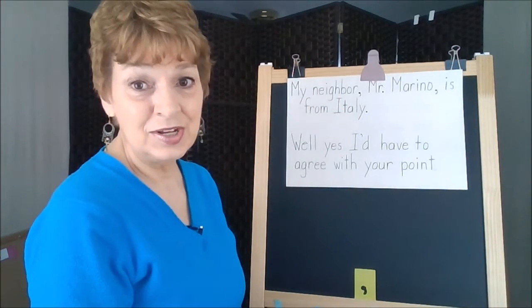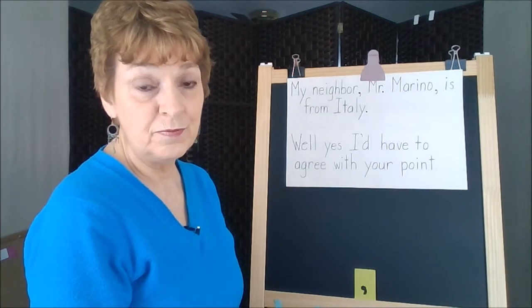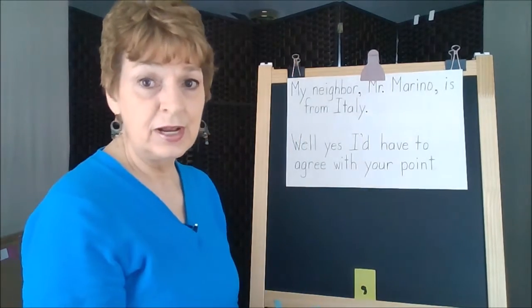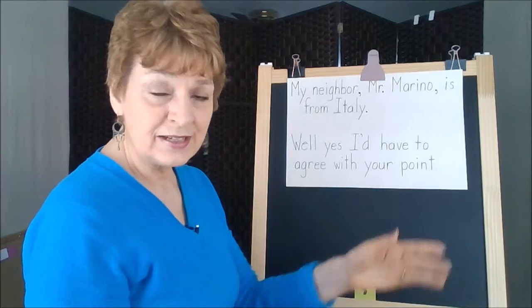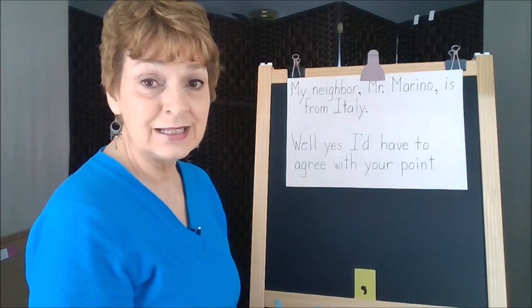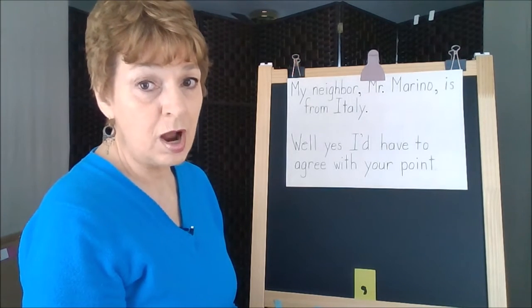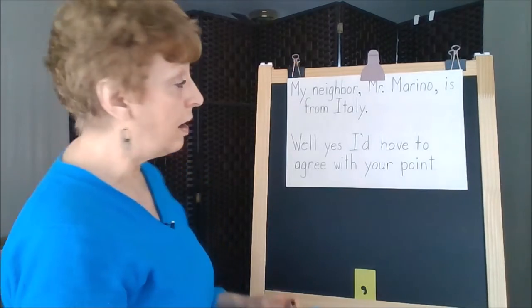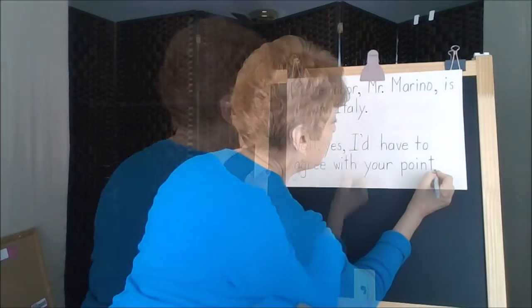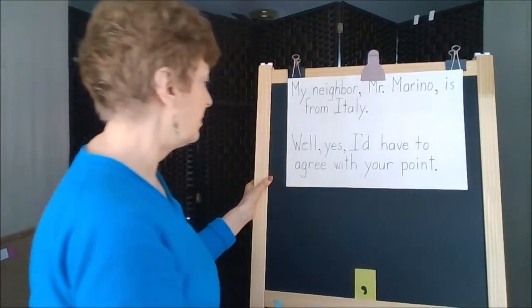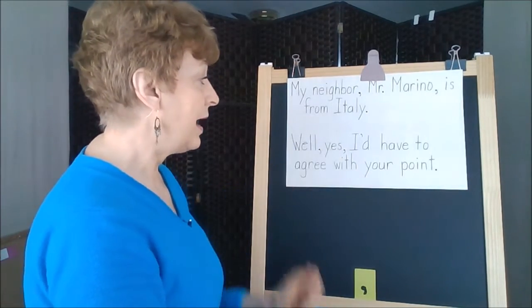The second sentence uses some weaker exclamatory words. We used one before, the ouch, but these exclamatory words, they're interjections, they're interjected into the sentence structure, and they don't need to have exclamation points. They're not that strong. So we offset those with commas as well. Well, yes, and an end punctuation. Well, yes, I'd have to agree with your point.